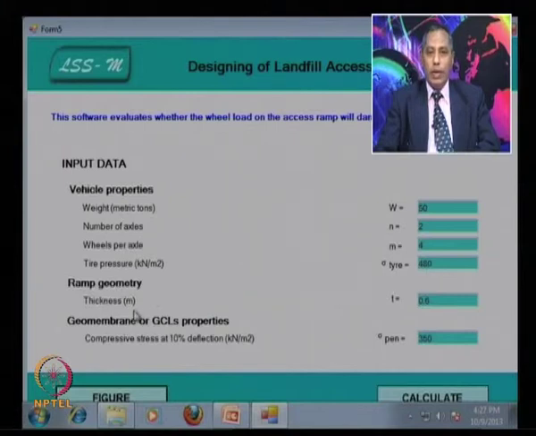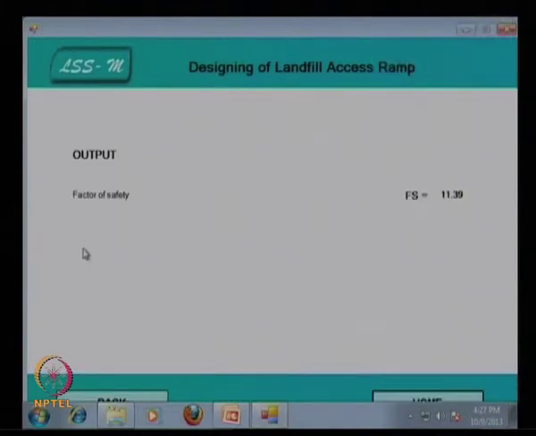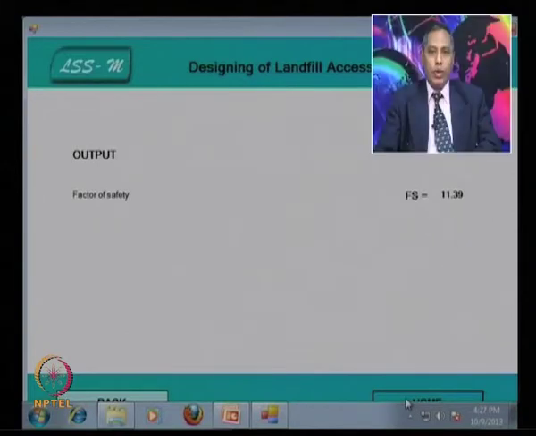that is sigma tire pressure is equal to 480 kilonewton per meter square. Then ramp geometry, that is thickness, is equal to 0.6 meter, and geomembrane and GCL property, sigma of geomembrane is 350 kilonewton per meter cube. So if you calculate, you can find what will be the factor of safety. This is 11.39, so it is safe.